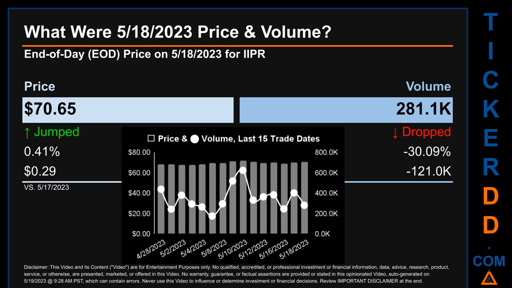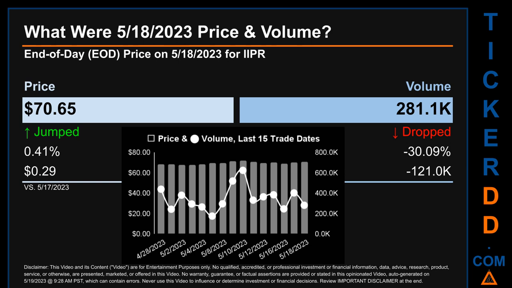What was end-of-day price and volume for IIPR? On Thursday, May 18, 2023, IIPR had an end-of-day price of $70.65 and volume of about 281.1 thousand. Compared to the previous trading day, the price jumped 0.41%, gaining 29 cents, while volume dropped 30.09%, decreasing about 121,000.